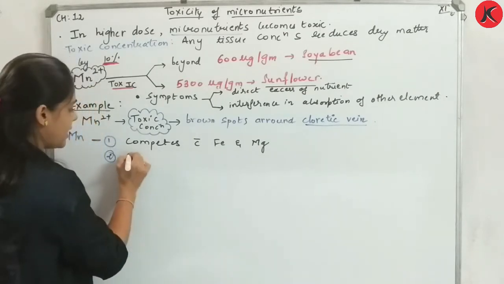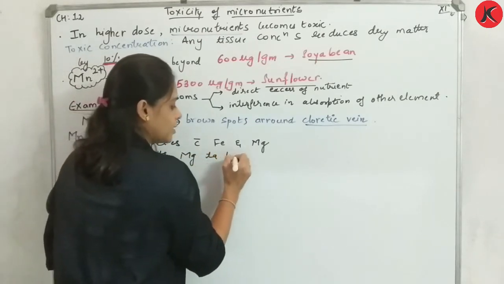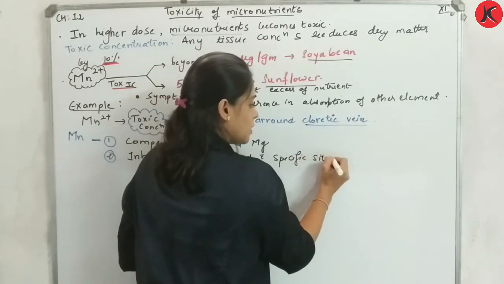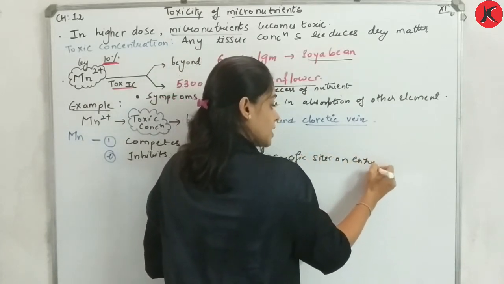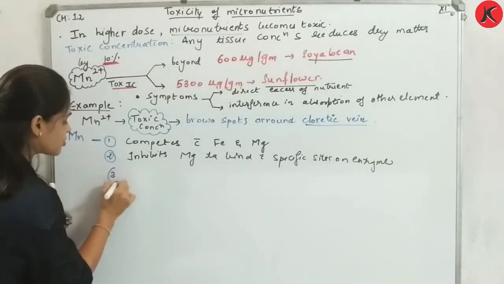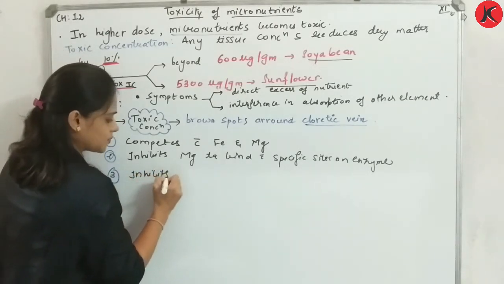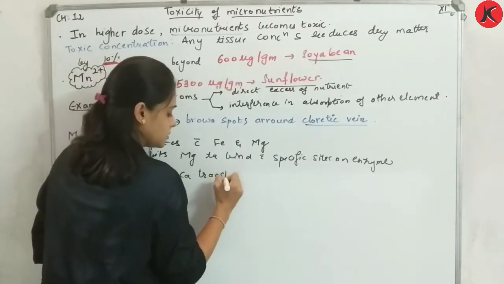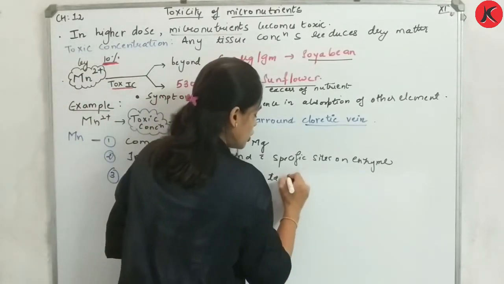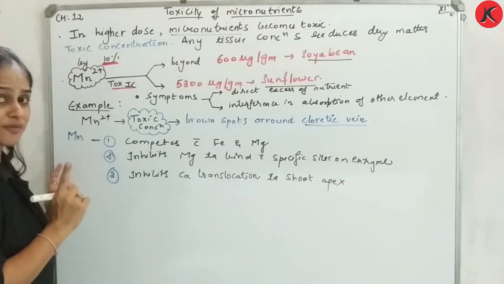Manganese जो है वो क्या करता है? It inhibits magnesium to bind with specific sites on enzyme, और वो क्या करता है? It interferes with translocation of calcium. Okay, so what I am saying, it inhibits calcium translocation. Translocation का मतलब होता है ट्रांसपोर्ट. Calcium translocation to shoot apex. तो आप देख सकते हो, understand very carefully.